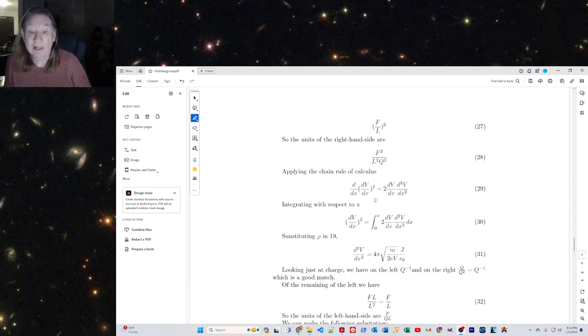And so, in the case of potential V, the derivative of the square is 2 times the first derivative times the second derivative, equation 29. You can integrate that with respect to x. So the integral of the left side is dv dx squared, and the integral on the right side is just written as an integral.